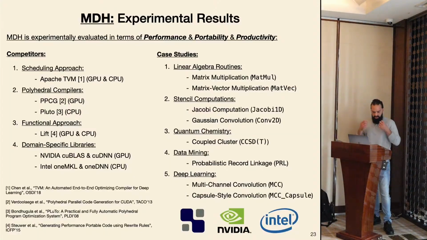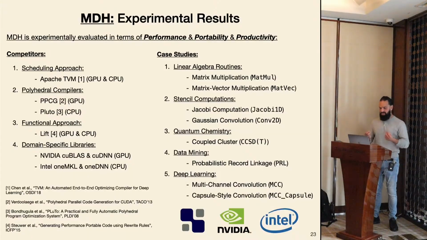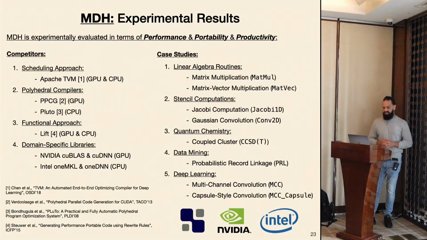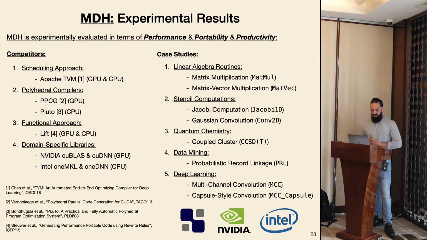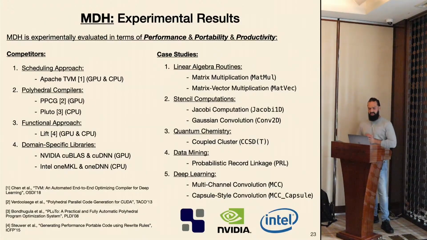And to make the experimenting really challenging for us, we also compared to domain-specific libraries provided by vendors, such as NVIDIA cuBLAS and cuDNN for NVIDIA GPUs, and Intel oneMKL and oneDNN for CPUs. These libraries are particularly challenging for us because they're highly optimized for a particular domain and for a particular architecture, while MDH, and also the other approaches that we compare to, are more flexible in these kinds of decisions. And we have 5 different case studies that we have considered, and these are linear algebra routines, particularly matrix multiplication and matrix-vector multiplication.